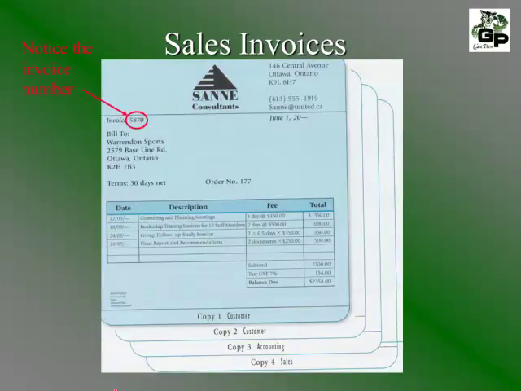Here's an example of a sales invoice from the textbook. Notice in this case, the invoice number is in the top left-hand corner. We have 4 copies. 1 for the customer, which they can keep. Number 2 is for the customer that they probably will send back when they make their payment in the agreed upon time. 1 is for the accounting department, and 1 is for the sales department.